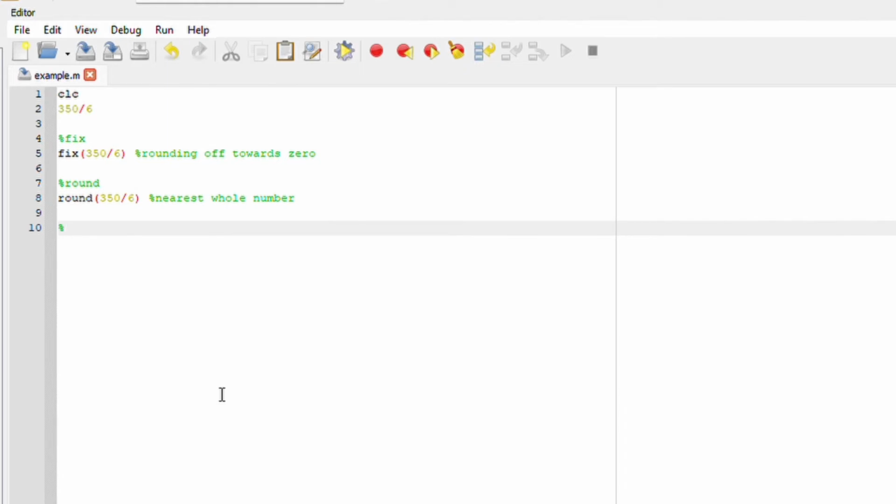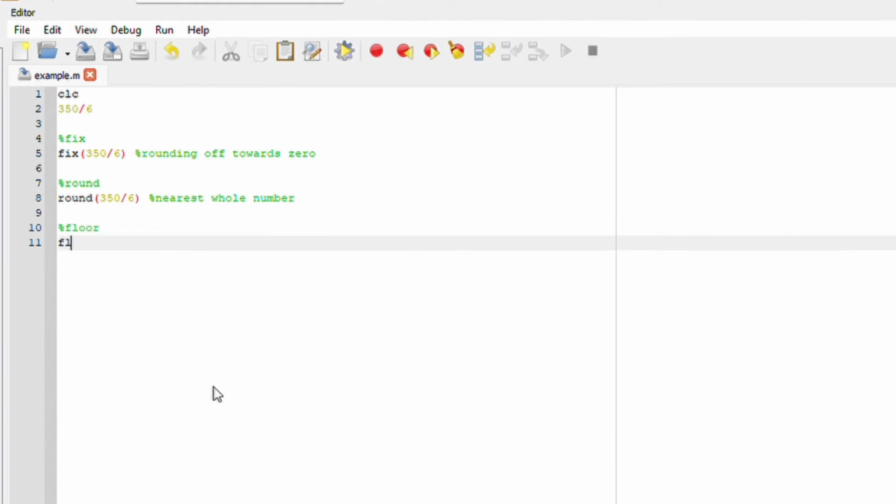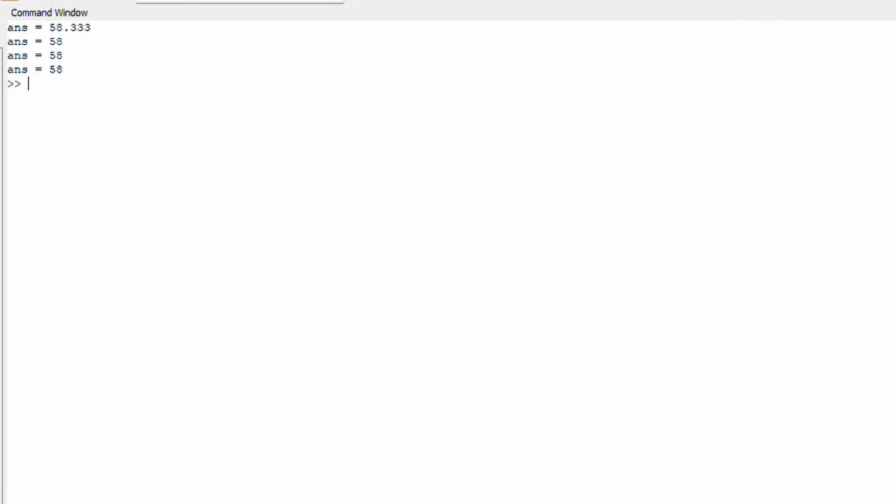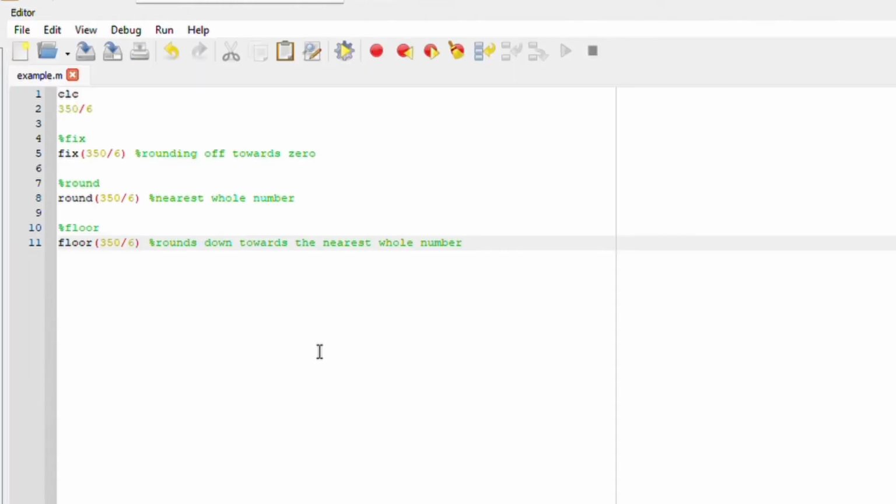Another option we have is floor. So, what floor basically does is it rounds down to the nearest whole number. I still have 58.